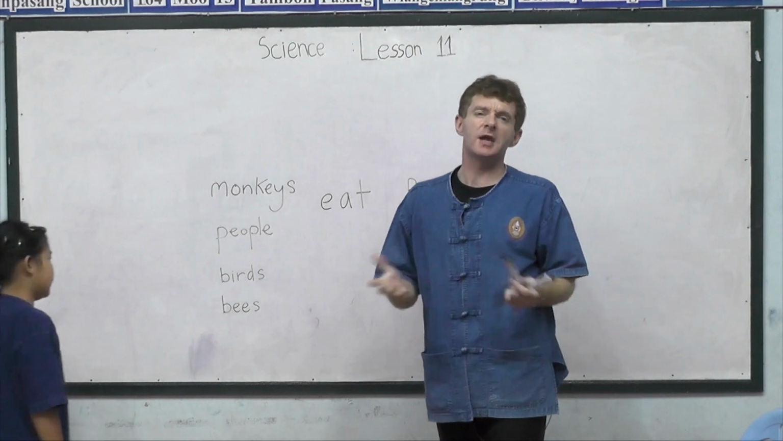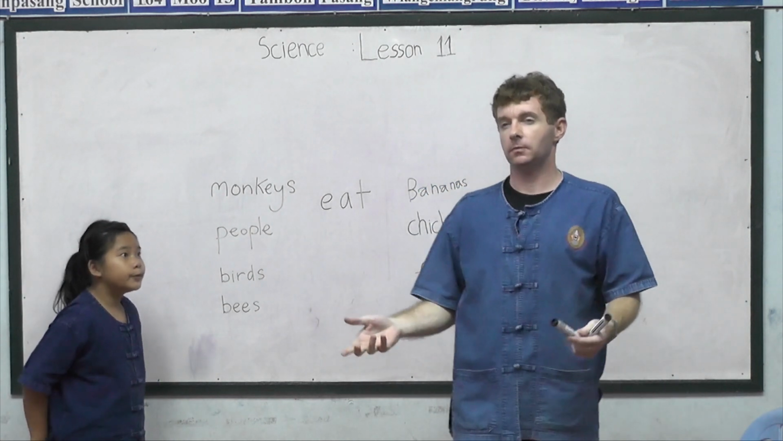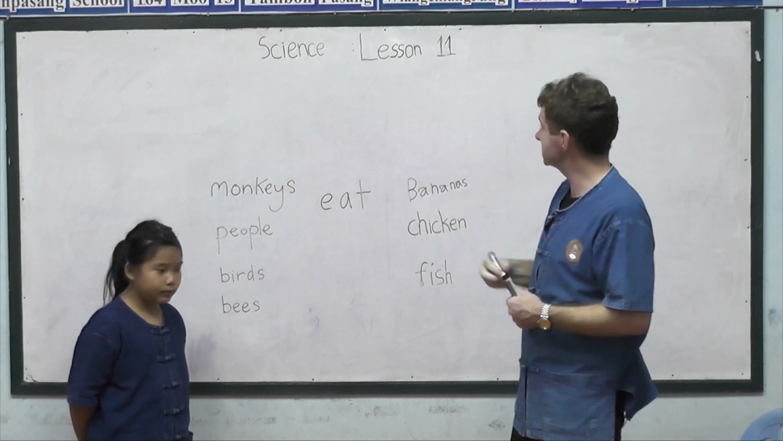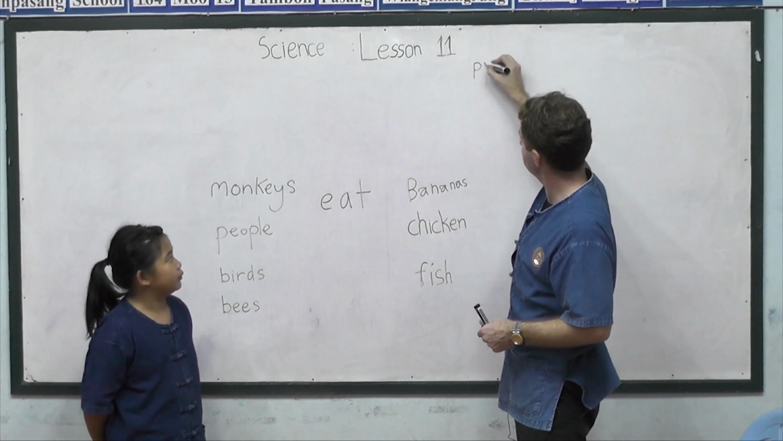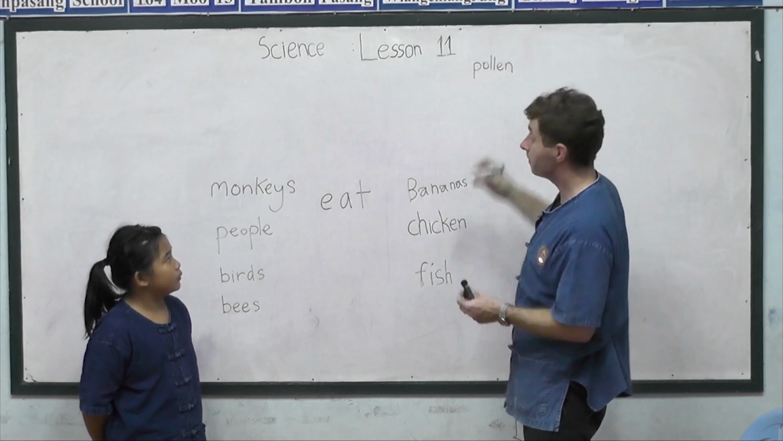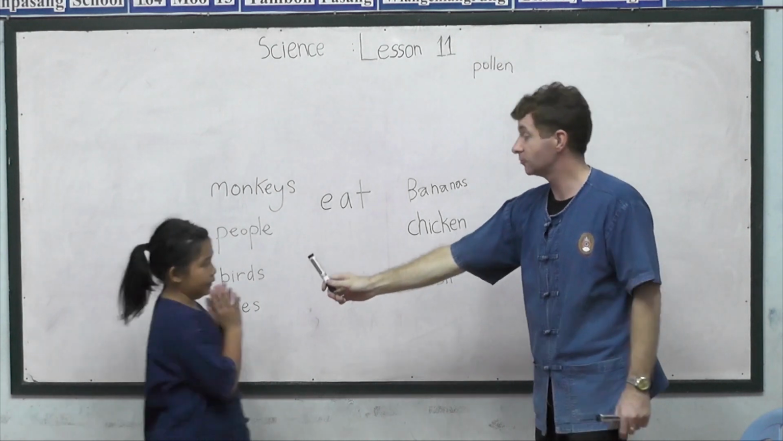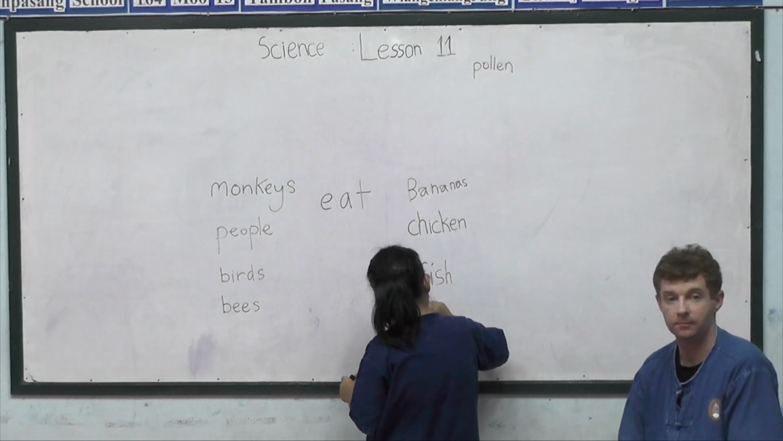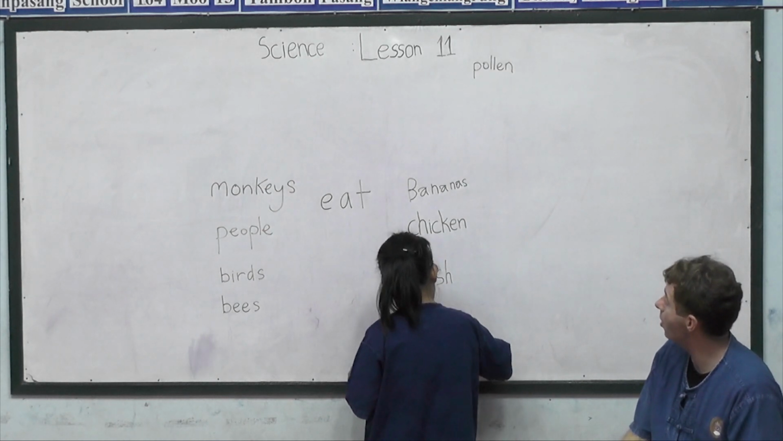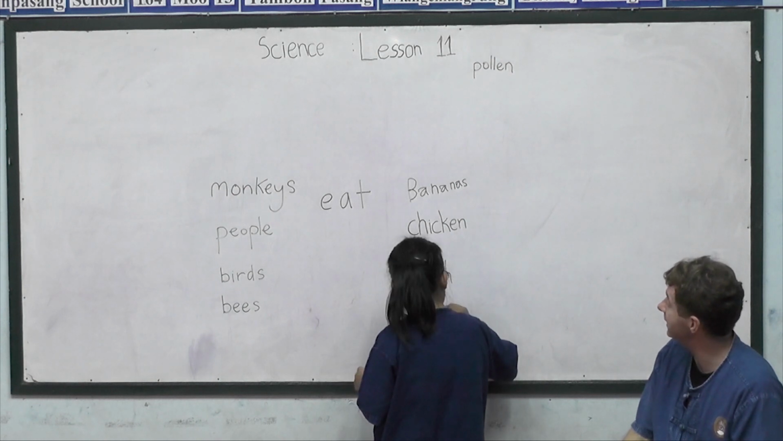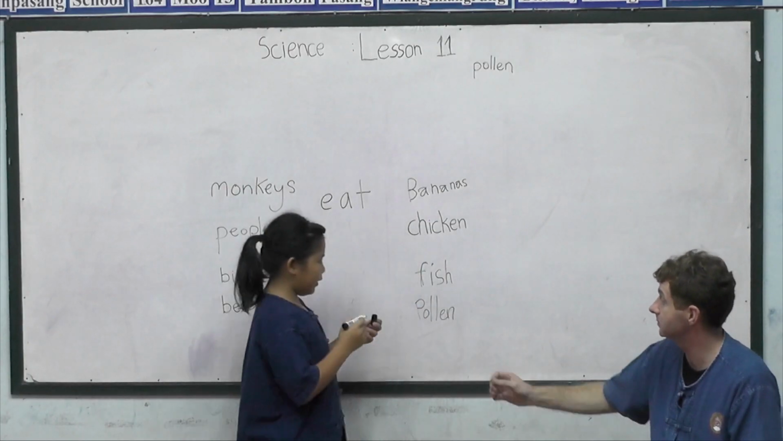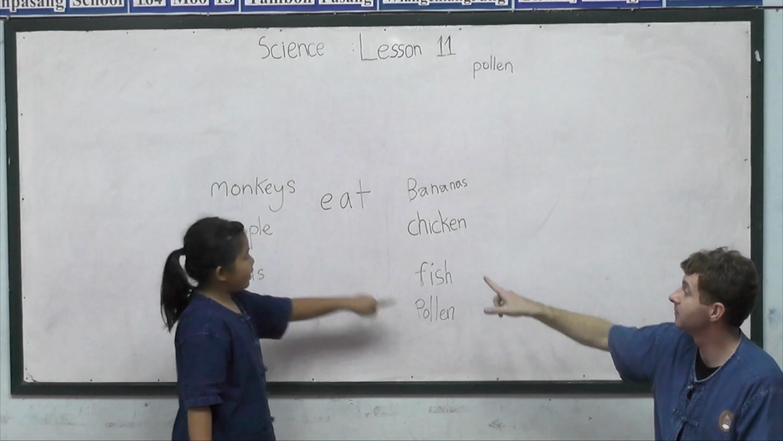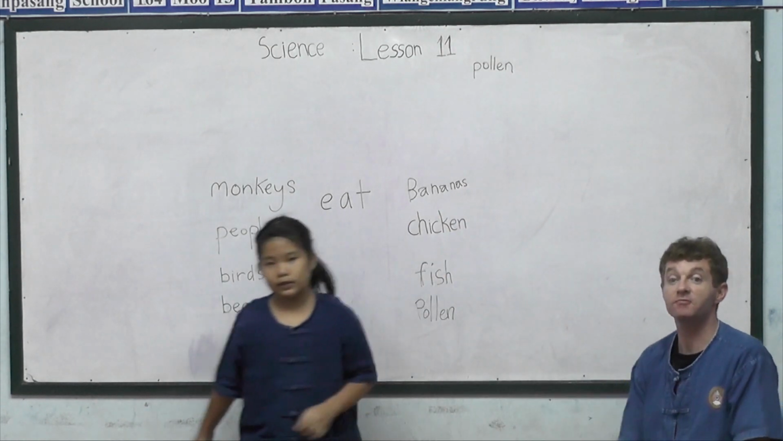Bees eat, like we can say bees eat flowers, and they do, but really they eat the insides of the flower, and the inside of a flower is called pollen. So you can write here, bees eat pollen. P-O-L-L-E-N. Pollen. What do bees eat? Bees eat pollen. High five. Round of applause.